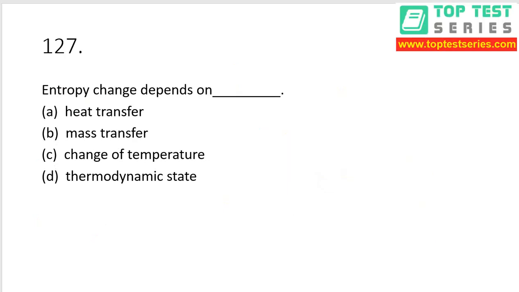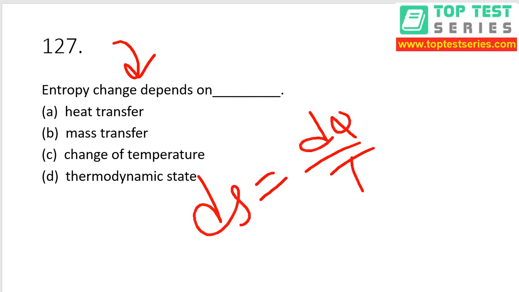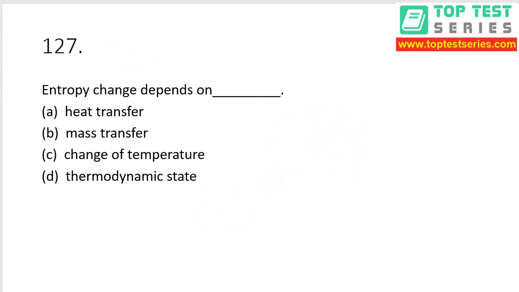Question number 127. Entropy change depends on. Whenever they ask a question in words, just try to write the formula. We know that dS is equal to dQ upon T. Now we can see that entropy change depends on dQ, that means the change in heat transfer.